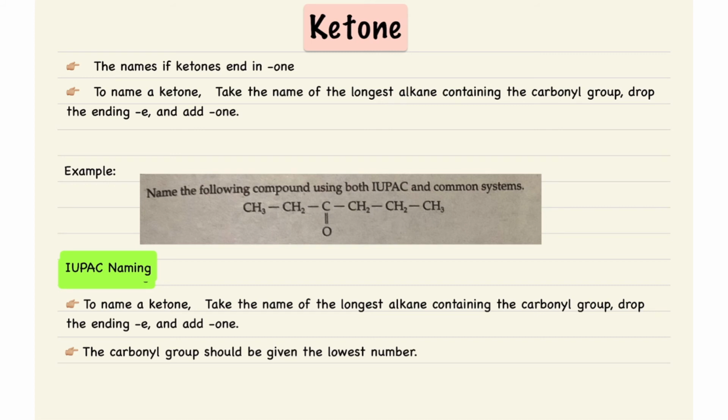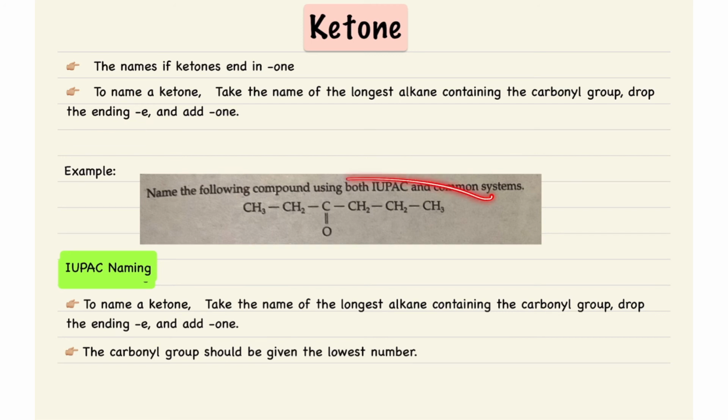So, the names of the ketones end in -one. Yung ending niya. So, tatanggalin natin yung letter E. We will remove letter E and then replace it with the word -one. So, to name a ketone, take the name of the longest alkane containing carbonyl group. So, the same lang na may carbonyl group ha. Carbonyl group yung tawag pa rin sa ketone, sa functional group niya. So, tanggalin yung letter E, palitan ng -one.